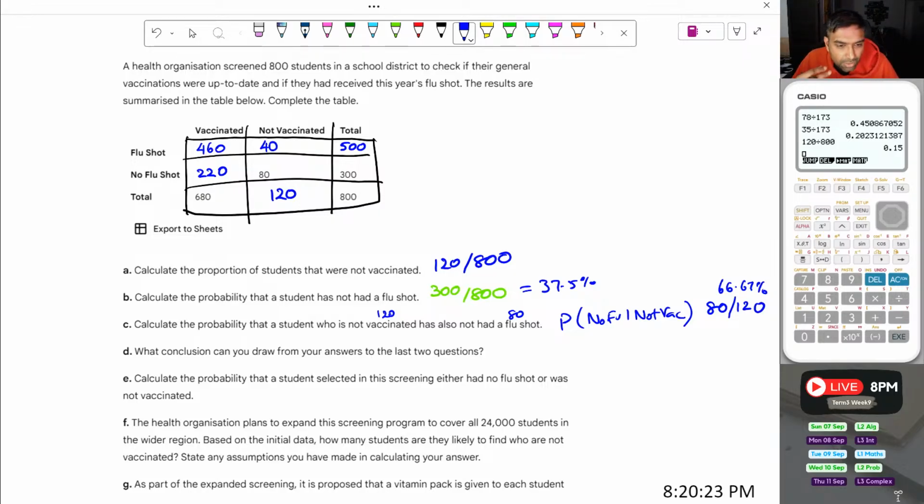Hey, Jaden. All right, let's go through question E, guys. Question E is calculate the probability a student selected either had no flu shot or was not vaccinated. So we're actually looking for a probability that they had no flu shot or not vaccinated.